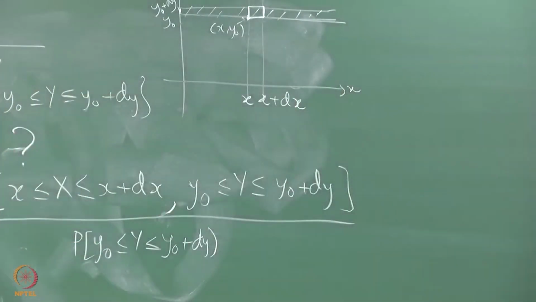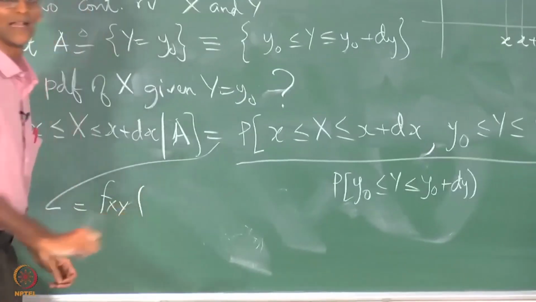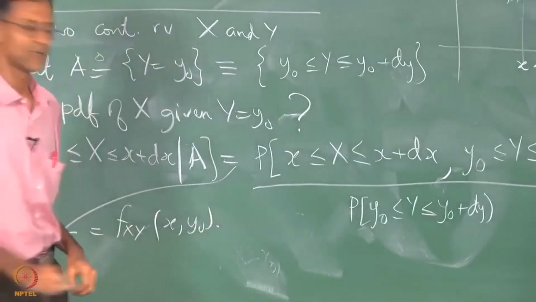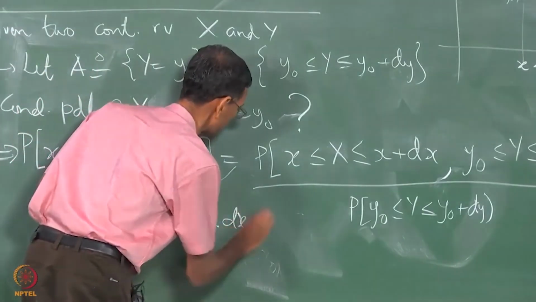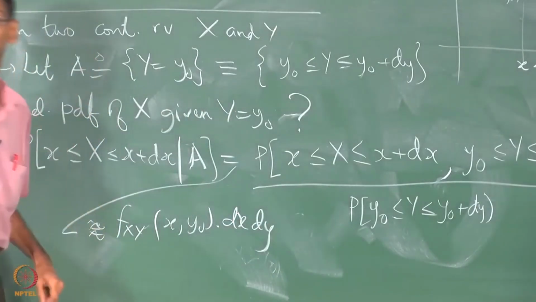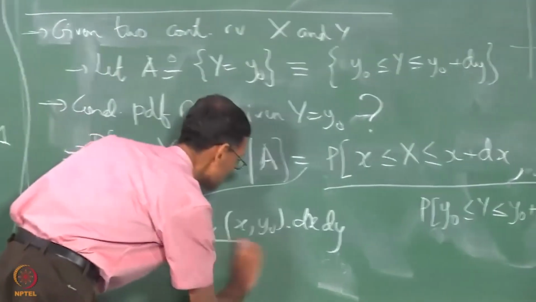So what is the numerator now? The numerator is essentially f_XY evaluated at x comma y naught, times dx times dy, roughly. So I should put not exactly equals but roughly. What is the denominator? The denominator is what?